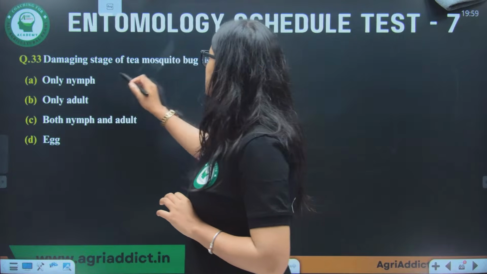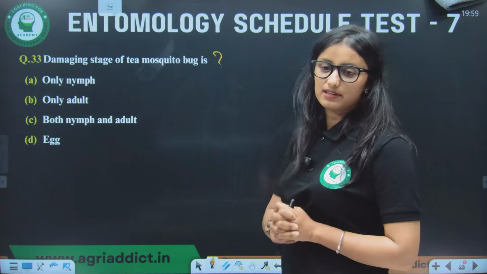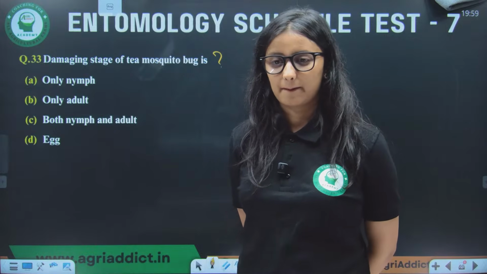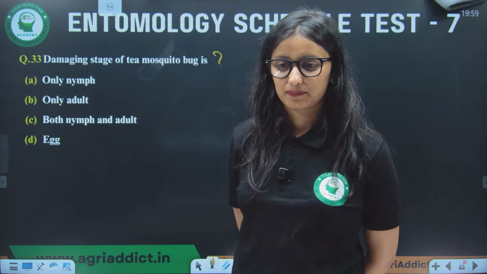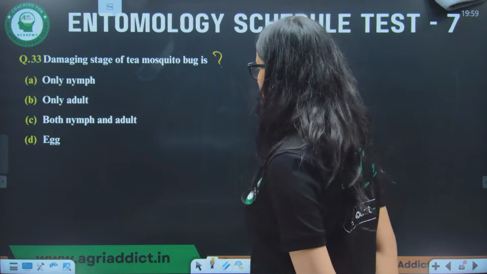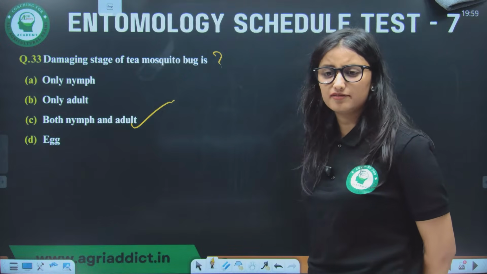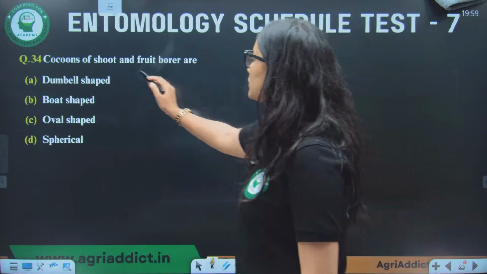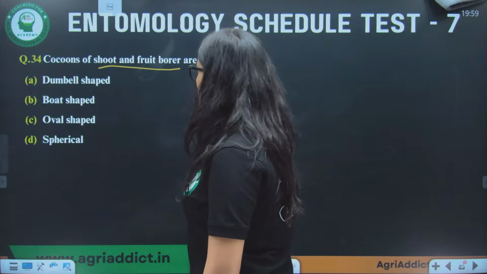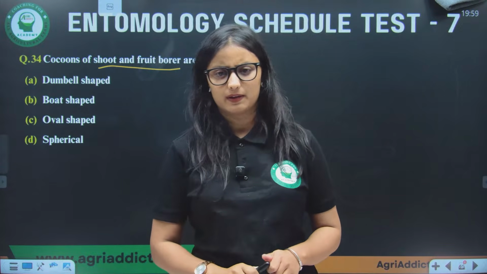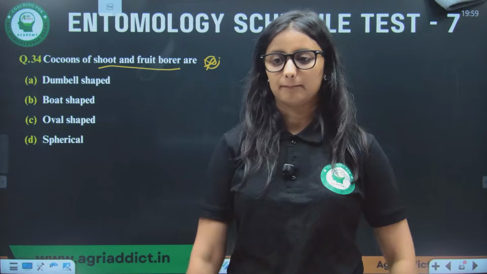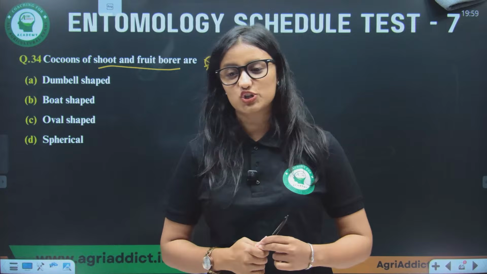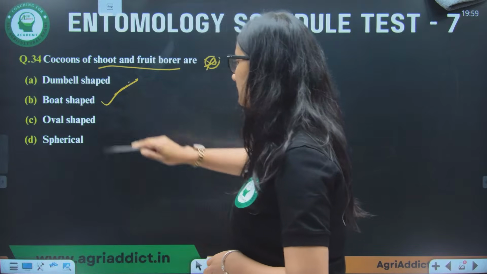Next is the damaging stage of tea mosquito bug. What is the damaging stage of tea mosquito bug? Both nymph and adult. Very good. Both nymph and adult is the correct answer. Cocoons of shoot and fruit borer are of which shape? Is it dumbbell, boat, oval or spherical? Which shape? B. Very good. Boat shape is the correct answer.